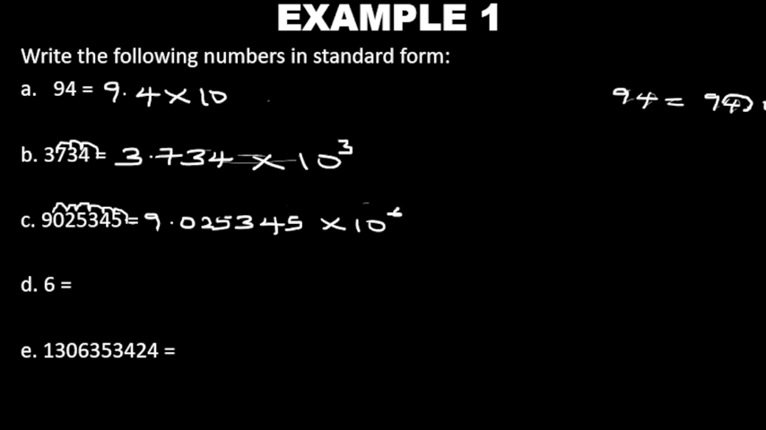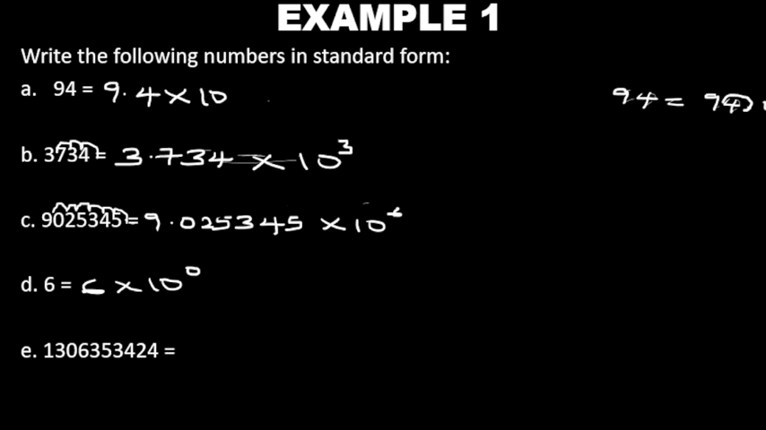So this one, we don't need to shift the point to any position because we already have a number between 1 and 10. So that will be 6 times 10. Remember, we have 6. What power of 10 will give us a number such that when you multiply that number by 6, it should give us 6? Remember, what can you multiply by 6 to give us 6? That will be 1. So what power of 10 will give us 1? That will be 10 raised to the power of 0. Remember, anything raised to the power of 0 is 1. So 6 times 1 is 6. So we have 6 in standard form. That will be 6 times 10 raised to the power of 0.